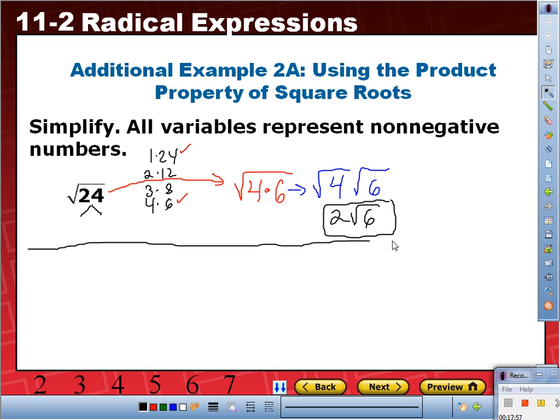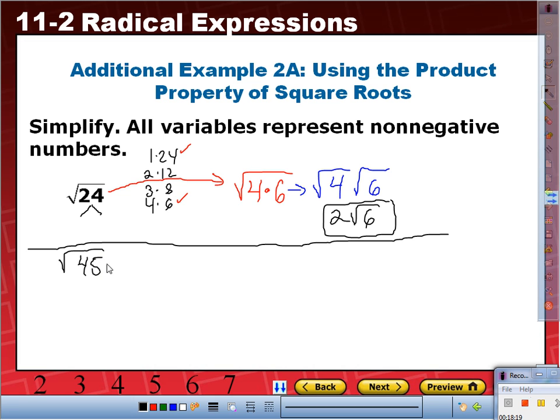Now, the reason I listed all the pairs of factors is so that you can see which ones they were. But you don't need to list them if you don't have to. You can just think about what would be the factors where one of them is a perfect square, and then simplify from there. There we go. I'm going to give you another one. See if you can do this next one by yourself. Square root of 45. Simplify that, please. Copy it. And go.